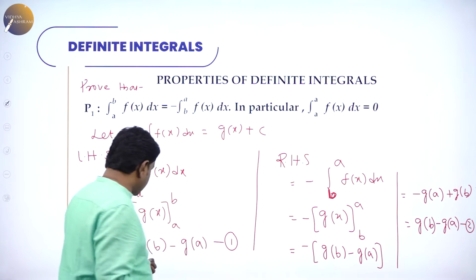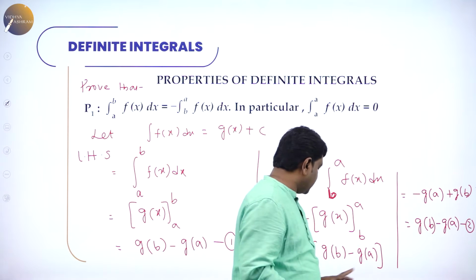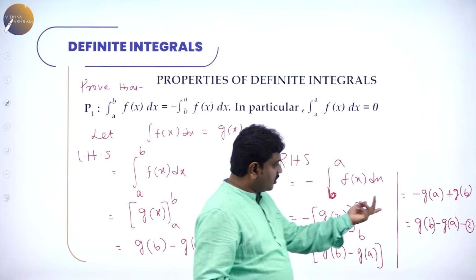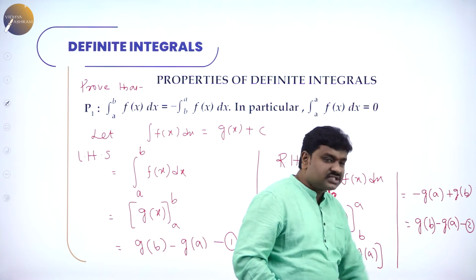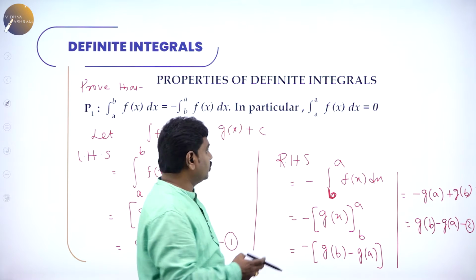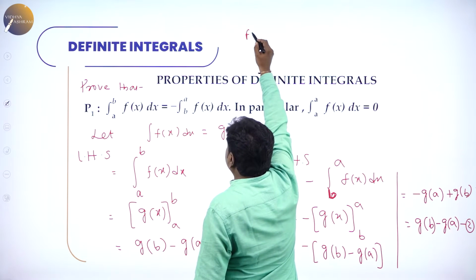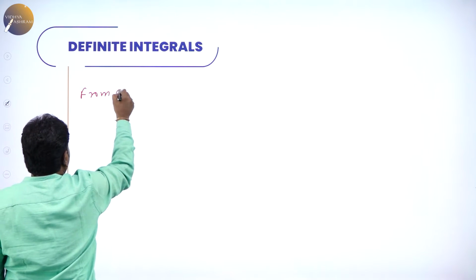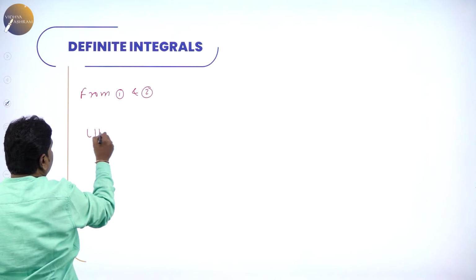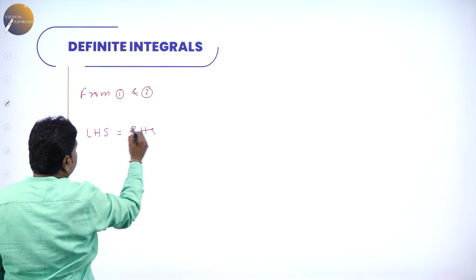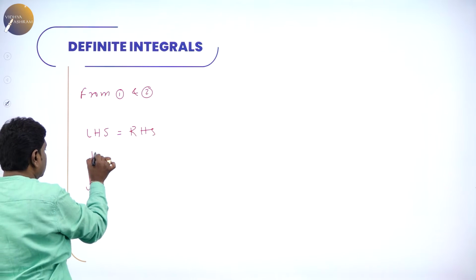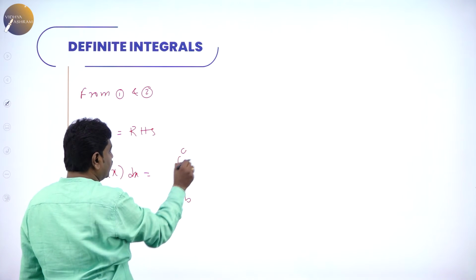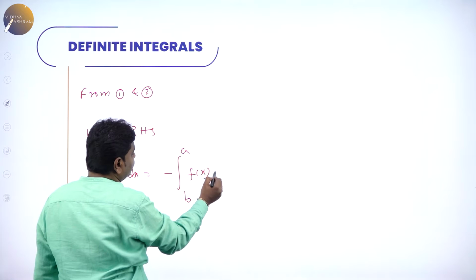So now g of b minus g of a. Here also, when you take minus inside, minus of minus becomes plus g of a, and this will become negative g of b. So I'll rewrite. So this is also g of b minus g of a. So from equations 1 and 2, what is the conclusion? I got LHS equal to RHS. LHS equal to RHS means what? I got integration of a to b f of x dx value the same as minus integration b to a f of x dx. Both gave me the same values.